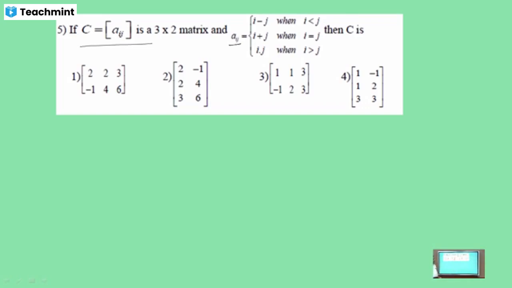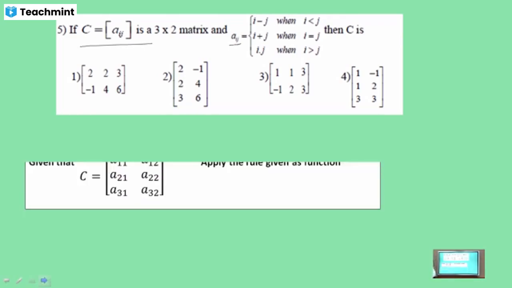First I have to identify which are the elements of the matrix C. You already know this has 3 rows and 2 columns. When there are 3 rows and 2 columns, how do we define the elements of that matrix? It is A11, A12, A21, A22, A31, A32.